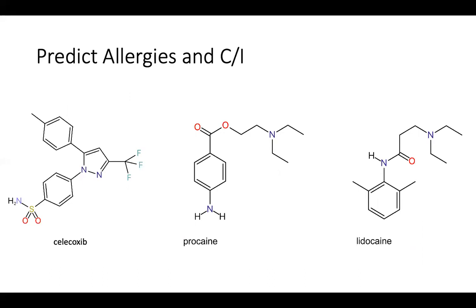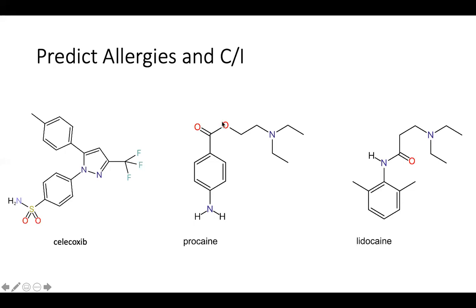In this one, we have a couple examples: celecoxib, procaine, and lidocaine. On the left, celecoxib is actually contraindicated in those with a sulfa allergy because it has the sulfonamide moiety. Reactions are common in local anesthetics. If a patient has a reaction to procaine, other ester type locals such as benzocaine should be avoided due to the potential for cross-reactivity. However, it is reasonable to try an amide type instead, such as lidocaine or bupivacaine.